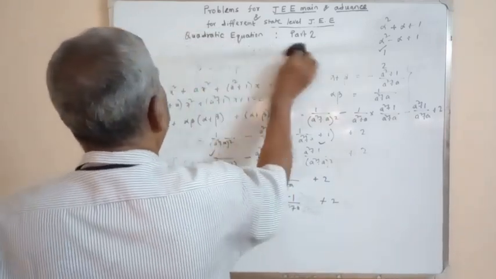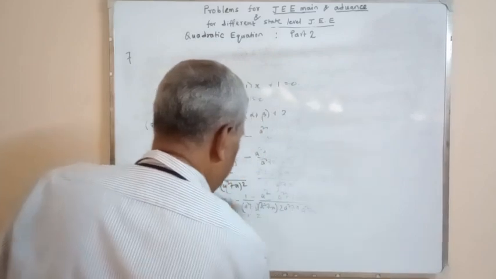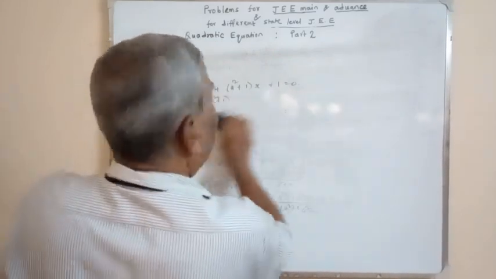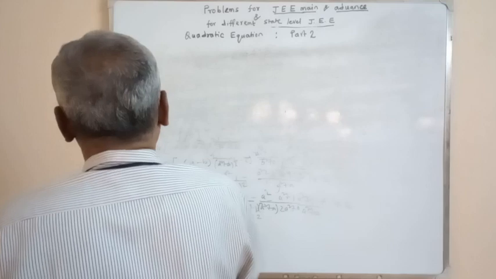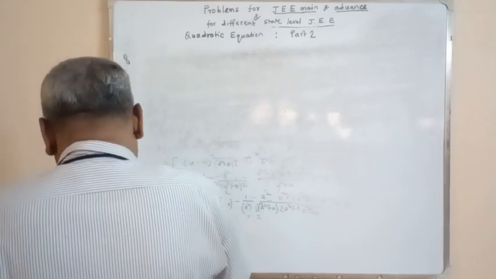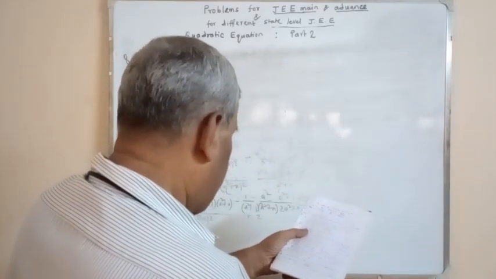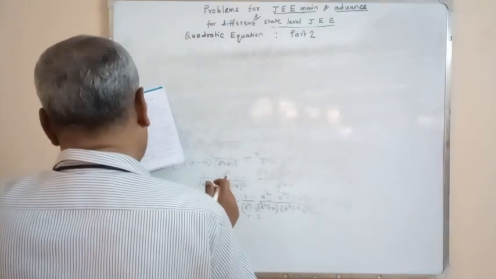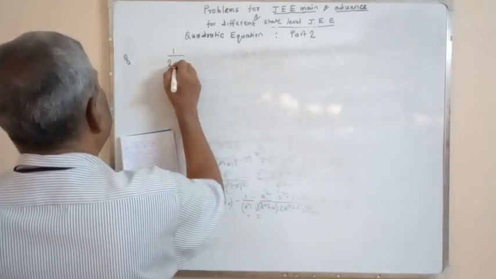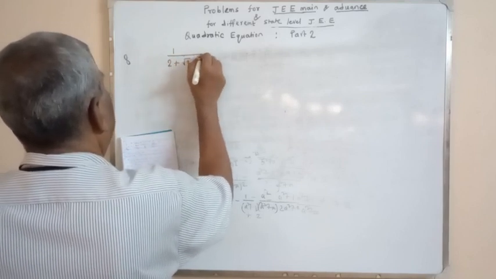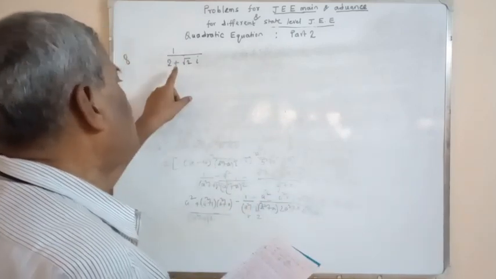Next, problem number 8. Problem number 8 is: the quadratic equation with real coefficients, one of whose root is 1 upon 2 plus root 2 I. The quadratic equation with real coefficients and one of whose root is this.